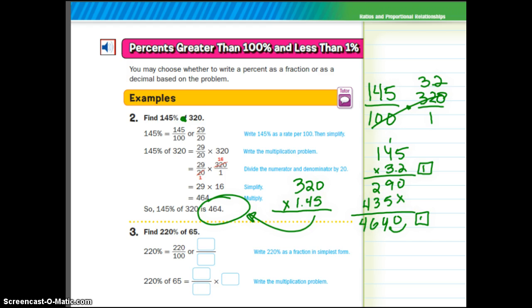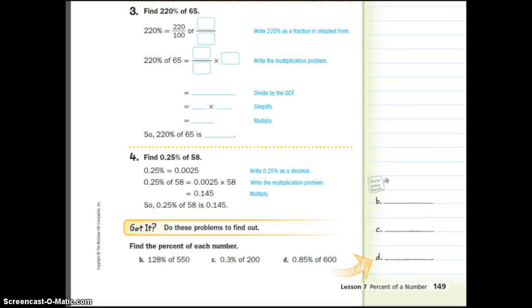Let's look at number 3. Okay, so I have 220% of 65. 220 over 100. Well, we'll do it their way. Let's simplify that. If I cut that in half, that becomes 110 over 50. Which looks like I can do it again.